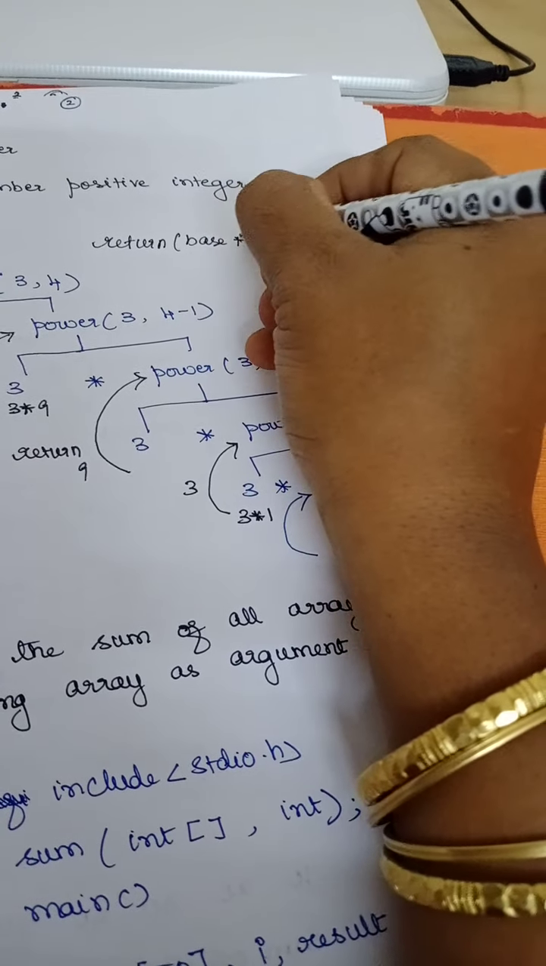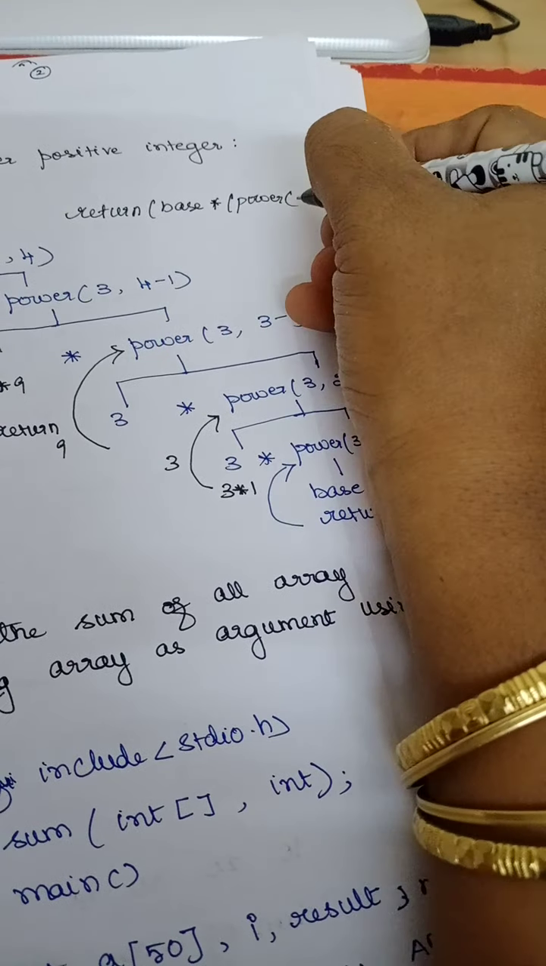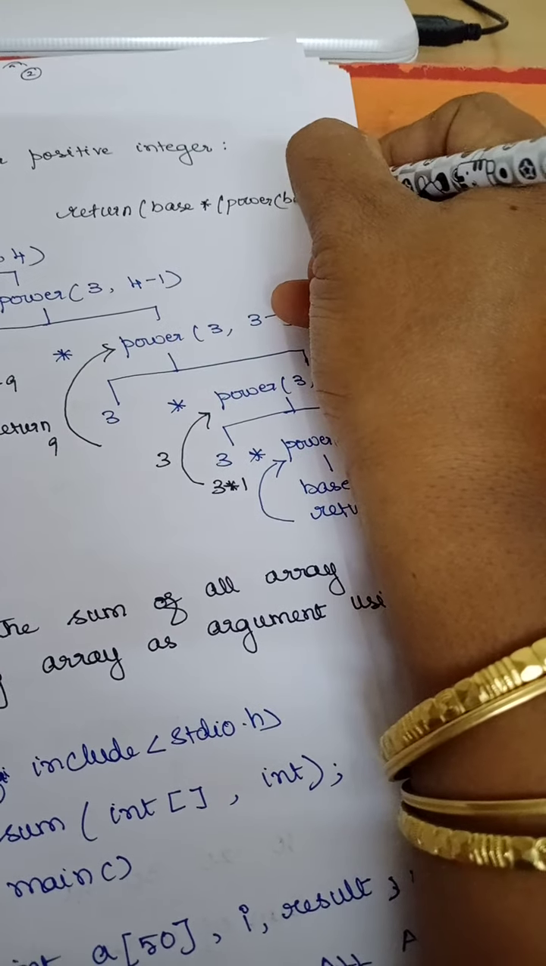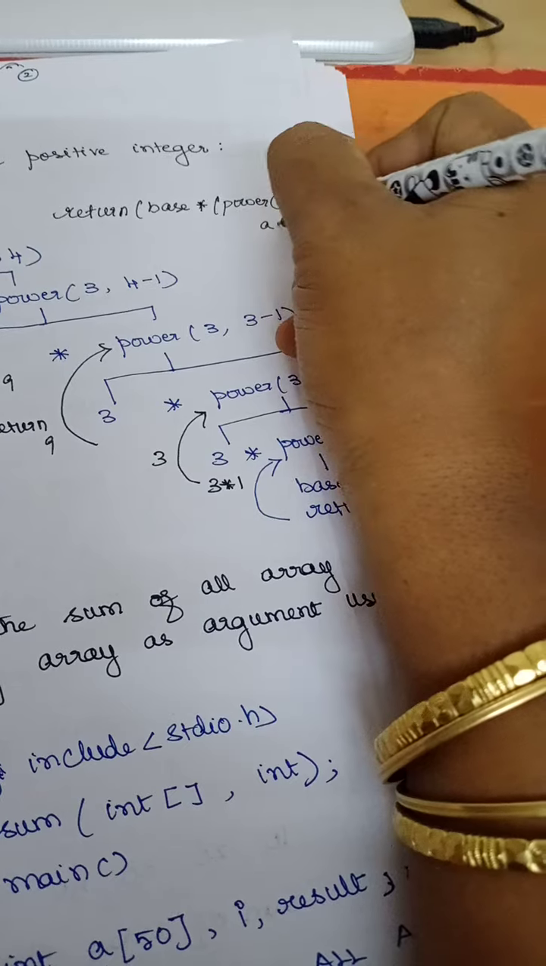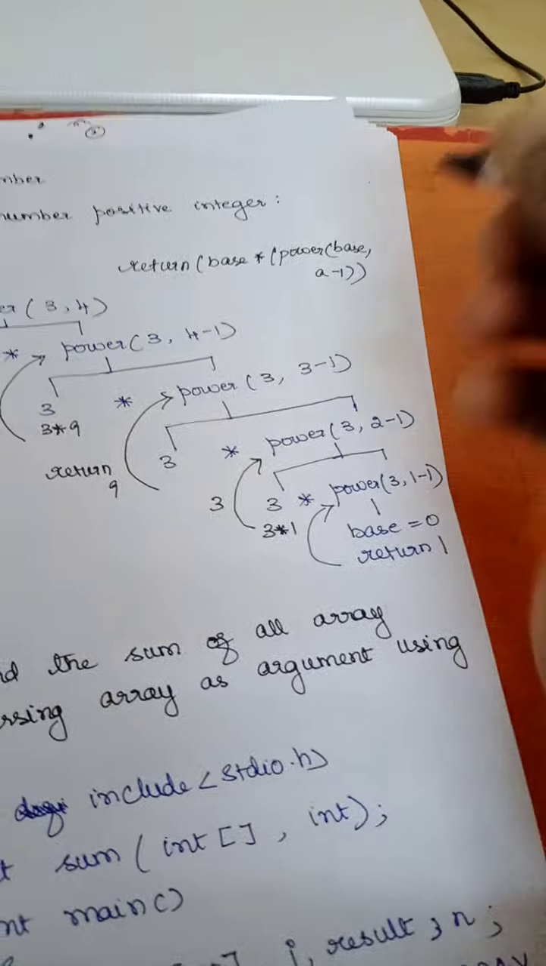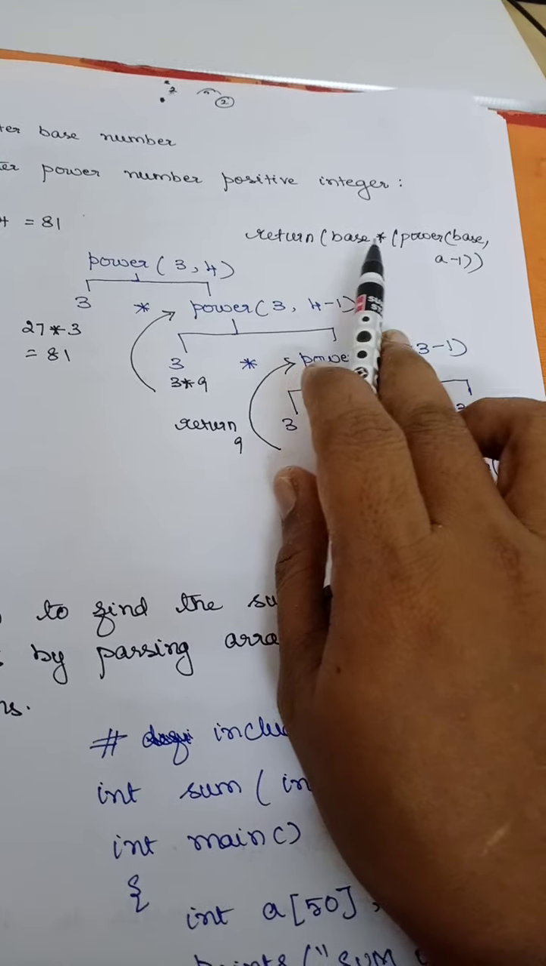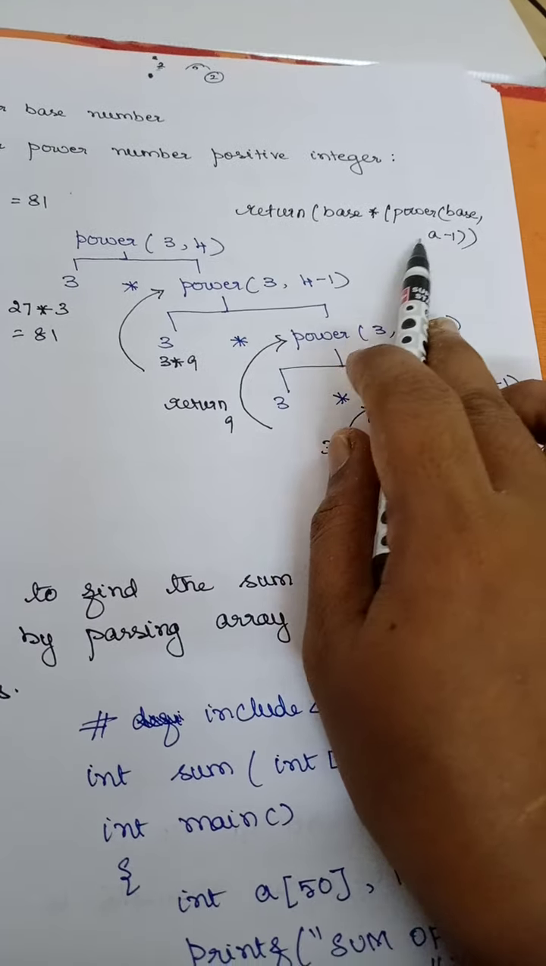Base star power of base comma a minus 1, right? So this is what I have to return. So now, base comma power of base comma a minus 1.